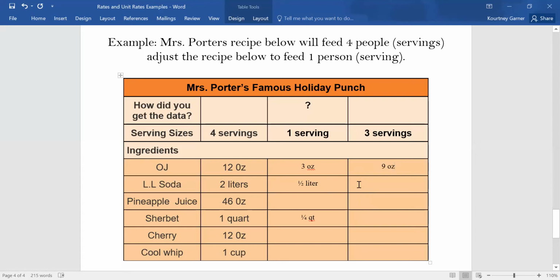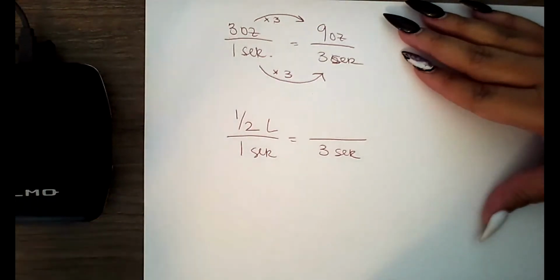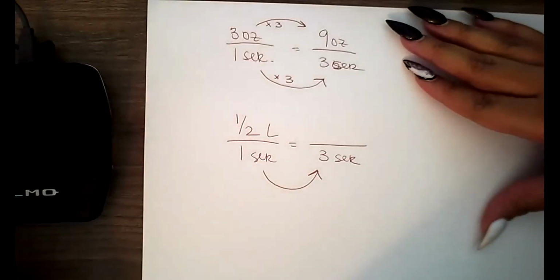Let's do a more tricky one. Let's do those liters of lemon lime soda. So I'm going to write out my rate. I have a 1/2 liter for 1 serving. Well, now I want to figure out what I need to do to get to 3 servings. And remember, I'm using equivalent ratios, so I can only use multiplication or division right now.